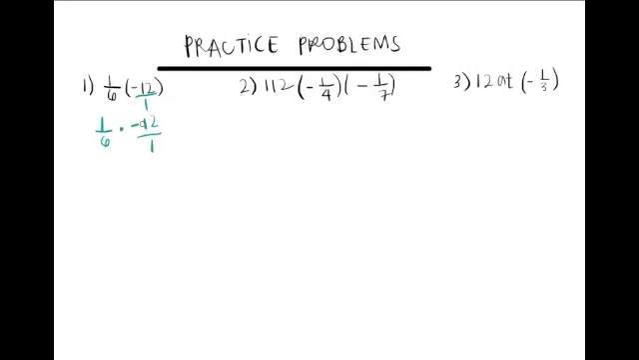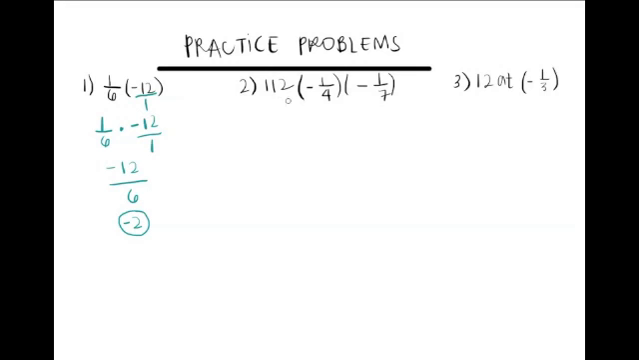Do the tops, negative 12. Do the bottoms, 6. Okay, and then if I can reduce, let's reduce. Negative 12 divided by 6 is negative 2.